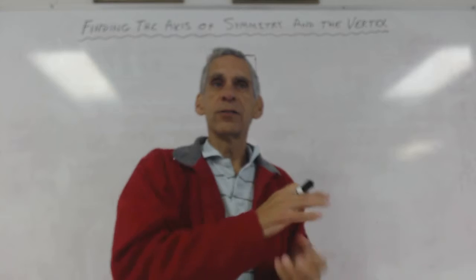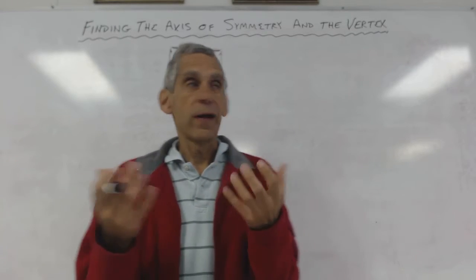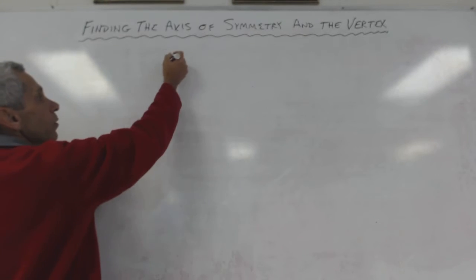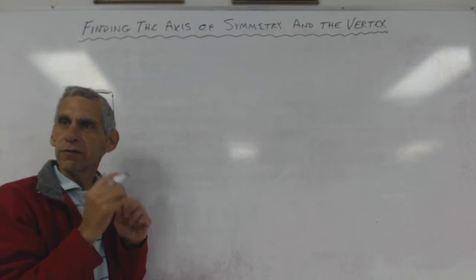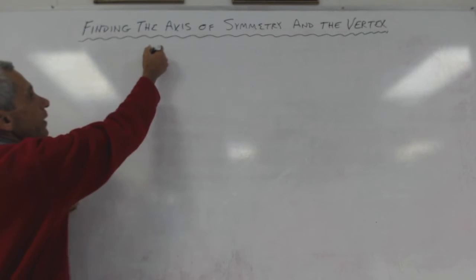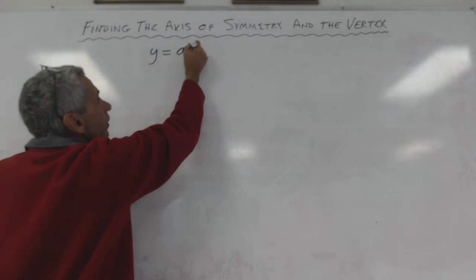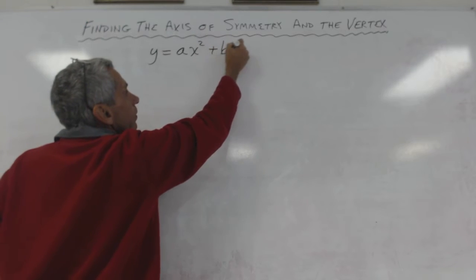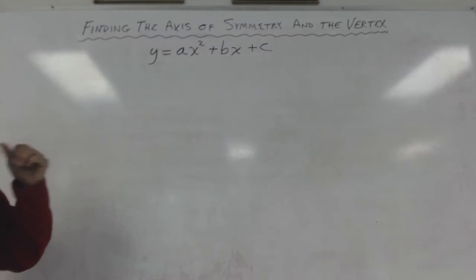So in the last lecture, we talked about how to graph a quadratic equation. First of all, what is the formula for the quadratic equation? The full formula. y equals ax squared plus bx plus c. All right, and let's just remember what we know.